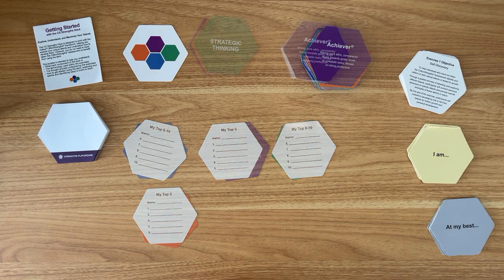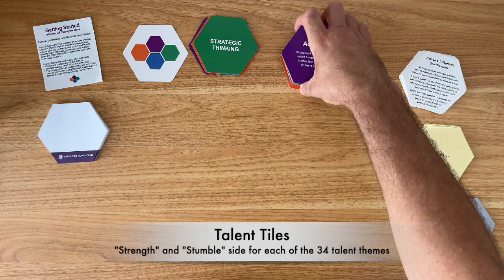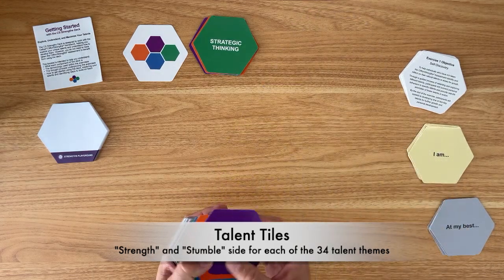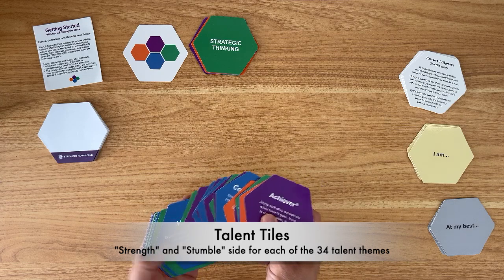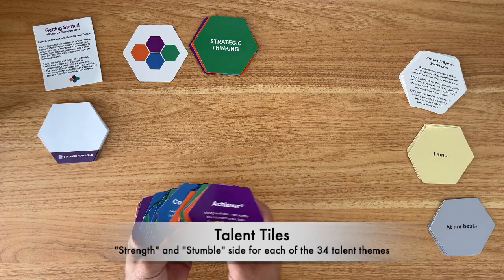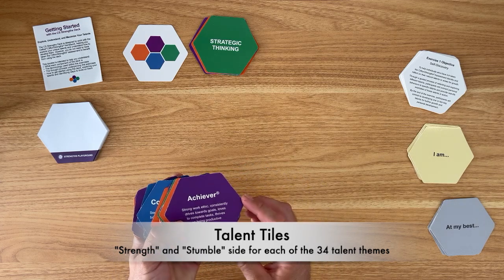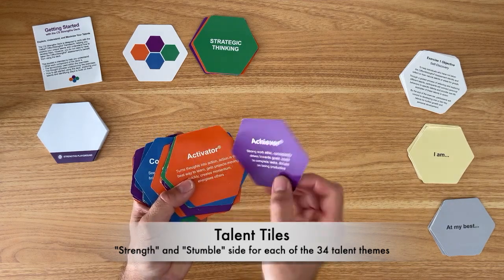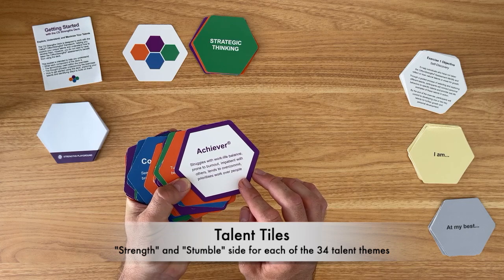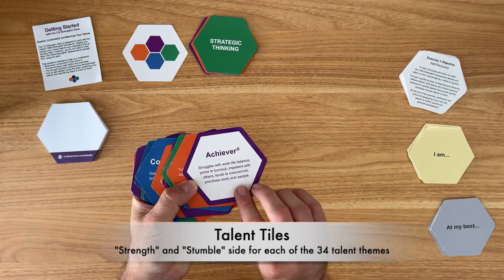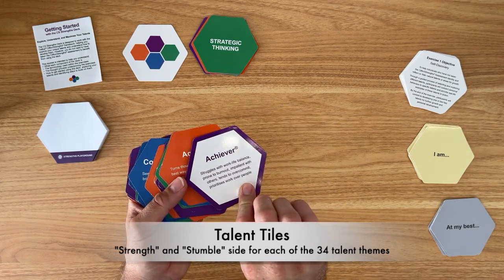We then have the 34 talent theme tiles. So each themed tile has an explanation on one side of how that talent shows up when it's strong, when it's shining for you. And then when you flip it over, you have how it comes out when it's not working at its best, so it's making you stumble. So we call that the strength and stumble side.